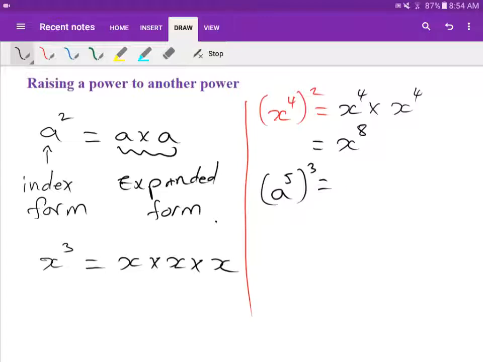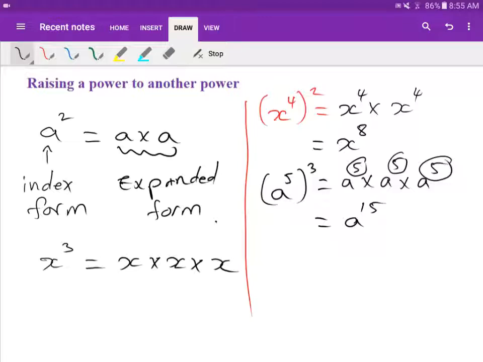Similarly, let's say a to the power 5, to the power 3. That is just like a to the power 5 times a to the power 5 times a to the power 5. So 5 plus 5 plus 5 is 15. Or we can simply do 3 lots of 5, or 3 times 5, so it's 15. All right, so that's how it goes.